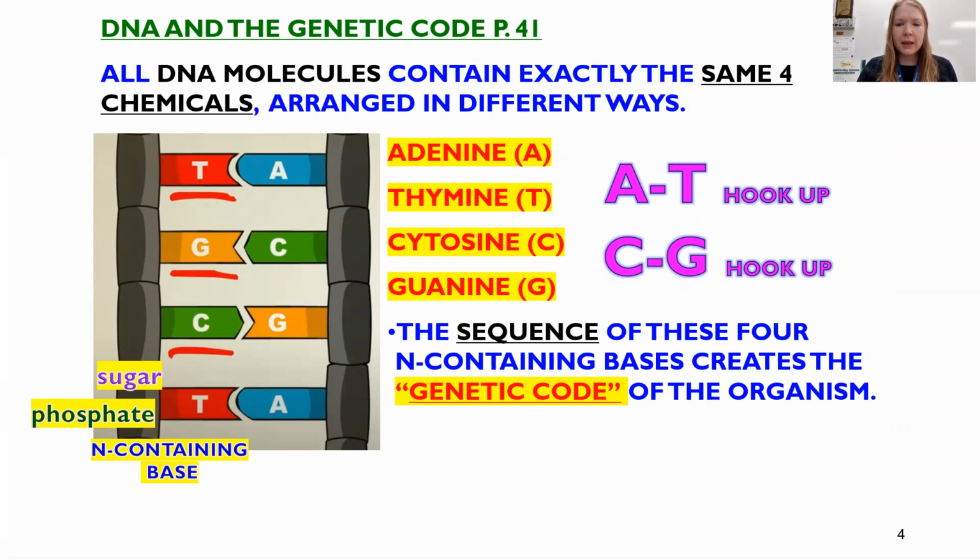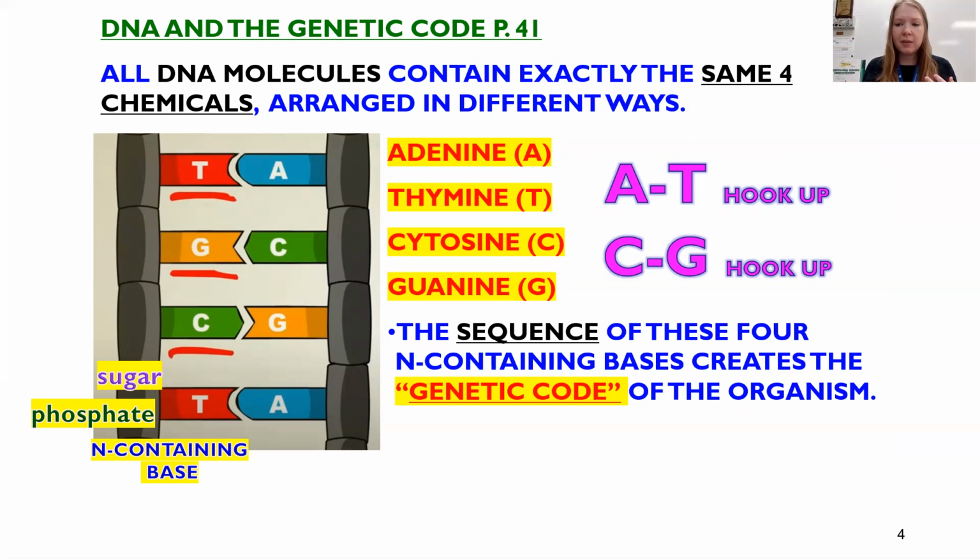Now, each rung or section of the ladder is composed of 3 things: a sugar, a phosphate, and a nitrogen-containing base. So that base being adenine, thymine, cytosine, or guanine. And so the sugar and the phosphate make up the outside of your ladder, whereas the nitrogen-containing base is sort of the steps that are going to be in the DNA molecule.